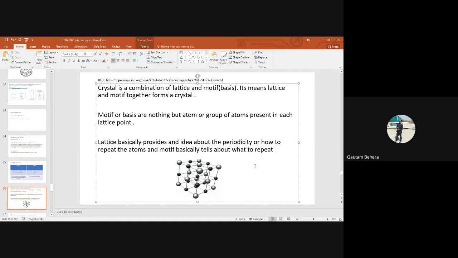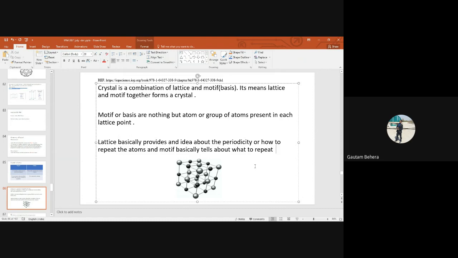Suppose I am talking about a lattice of iron, for example. So a lattice of iron will have only points, a three-dimensional arrangement of points, right? But the moment I add iron atoms at those points, these iron atoms are the motif or basis, right? Then it will form a complete crystal of iron. So you need the lattice, which tells how to repeat the atoms, and the motif, what to repeat.